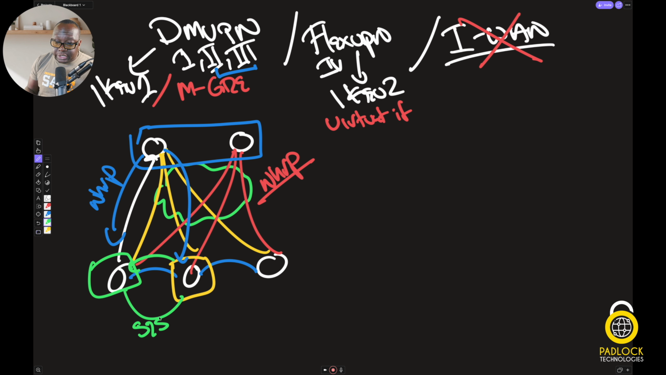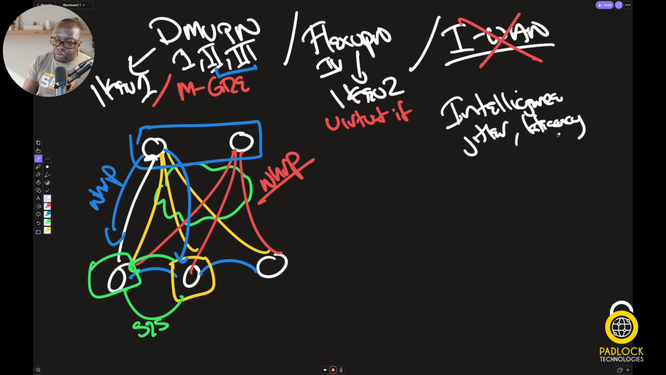IWAN, I know I crossed it out, was basically you would do DMVPN tunnel and then you would try to put some type of intelligence on there, right? This is where you were worried about jitter, latency, stuff like that. And then depending on jitter, latency, or any other thing that you would configure, it would do automated traffic steering to the best transport based on these measurements that you're looking for.